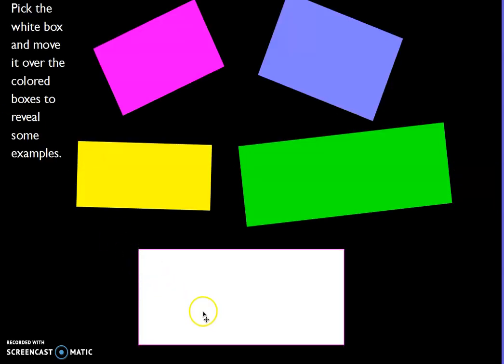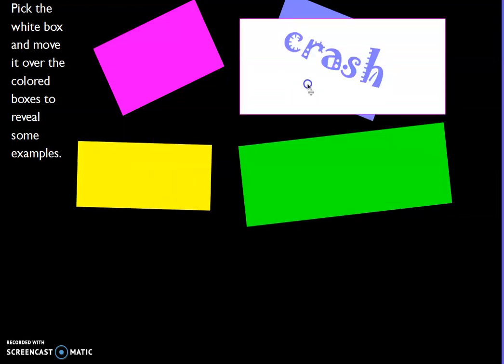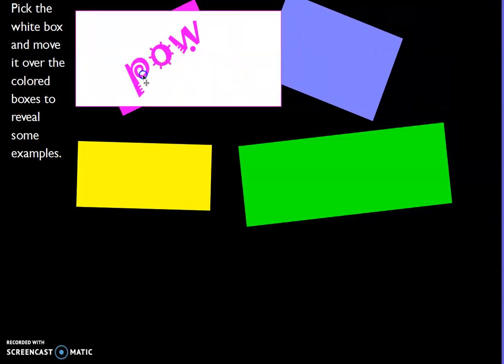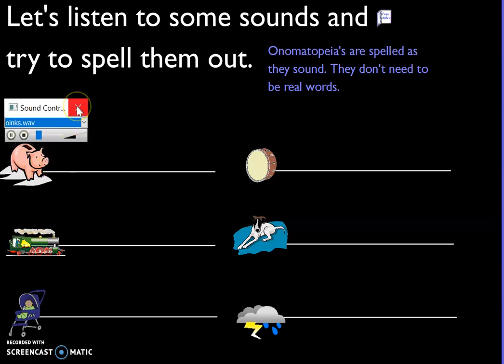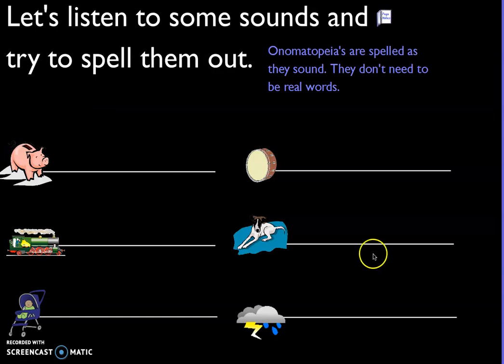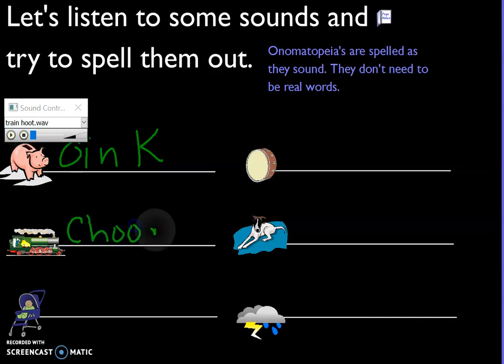So, here's some examples of onomatopoeia. Boom, creak, crash, pow. So let's listen to some sounds and try to spell them out. So we would say that sound is oink. Choo, choo.